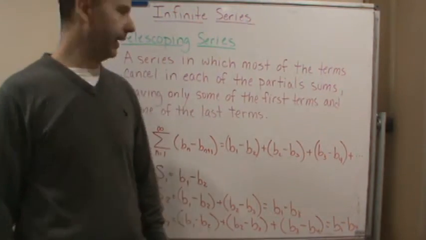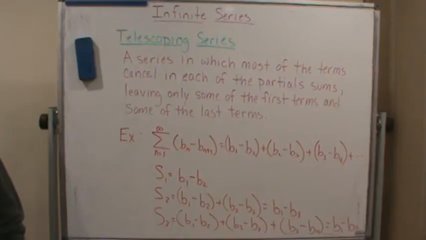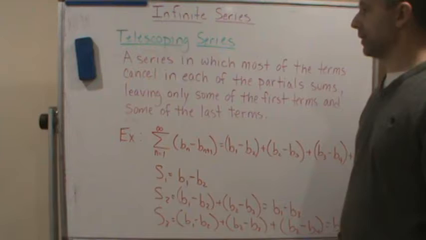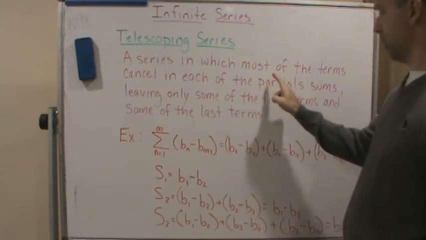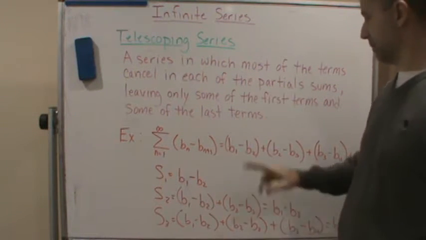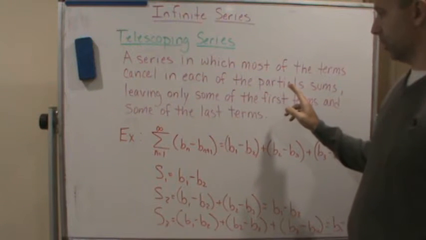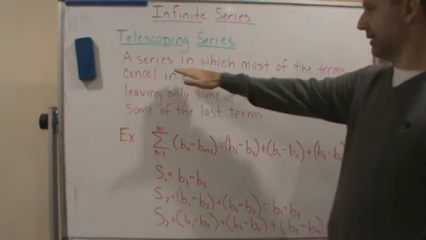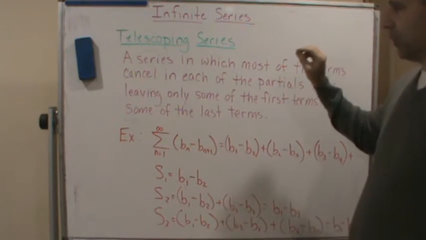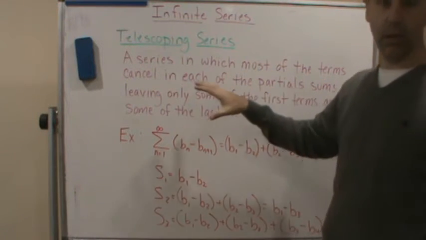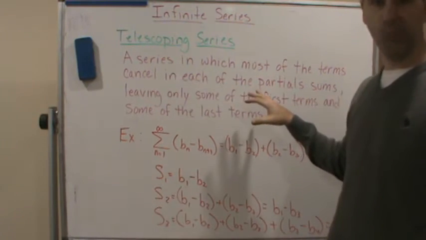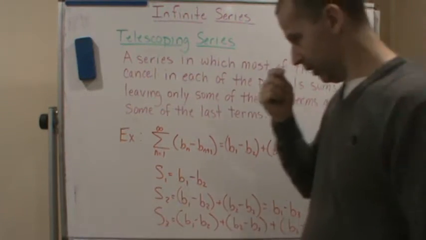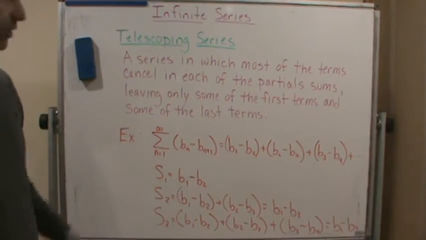Okay, so welcome back, and now let's give the definition of a telescoping series. A telescoping series is a series in which most of the terms in the middle cancel each other out, except for some terms in the beginning and some terms at the end. So that's the definition of a telescoping series.